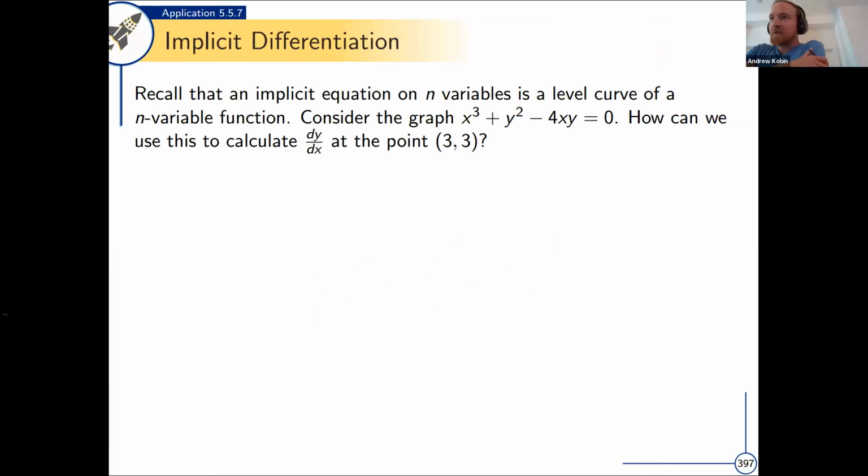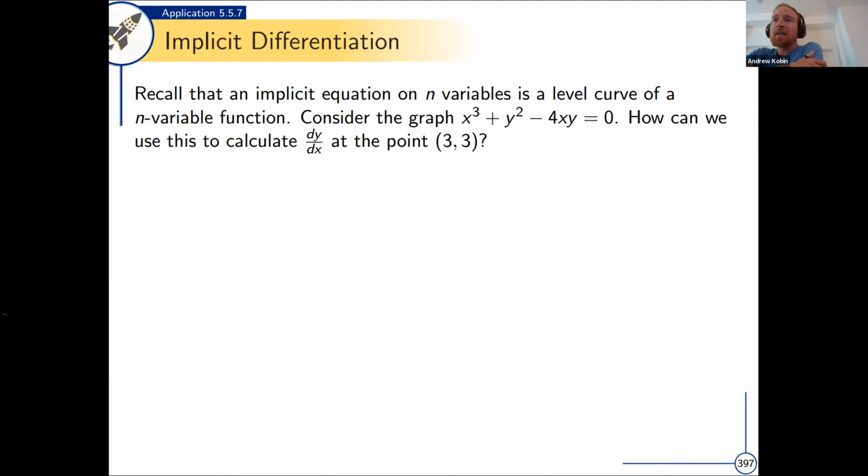So I promised at the start of the video that we would learn a trick for doing implicit differentiation in single variable calculus, but now using partial derivatives and a little bit of magic from multivariable calculus. So here's the problem that we're going to test this out on. We need to do a little bit of exploration before we solve the problem.